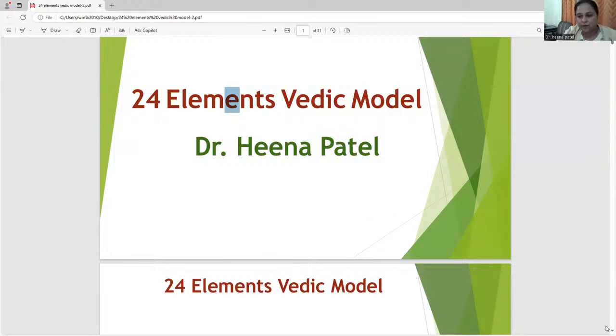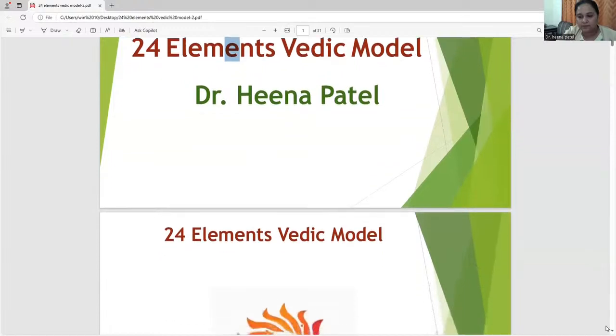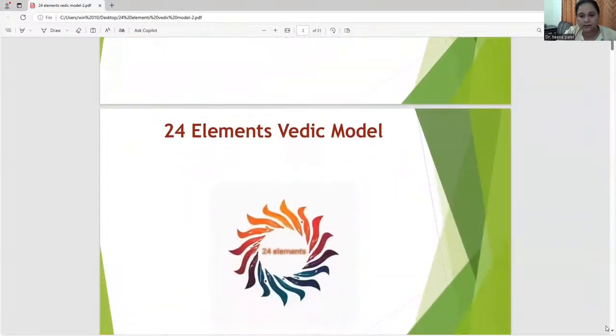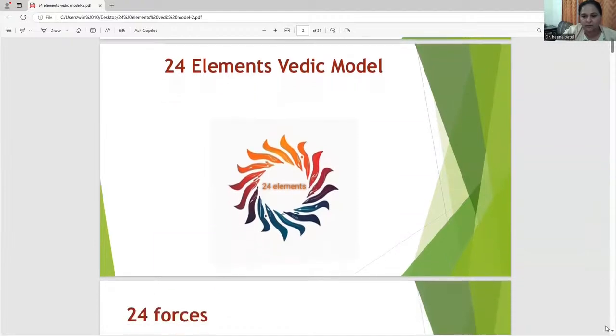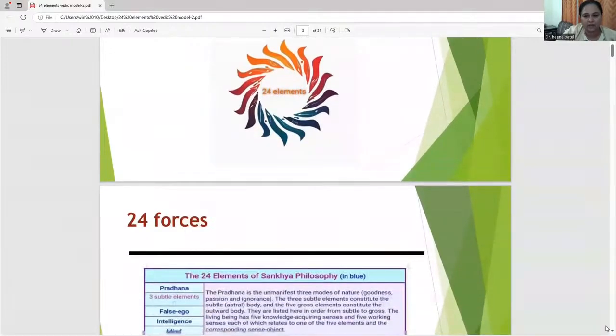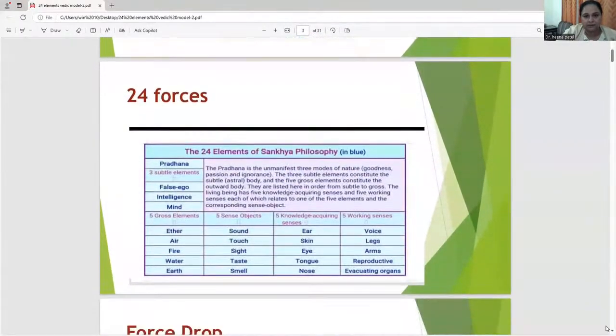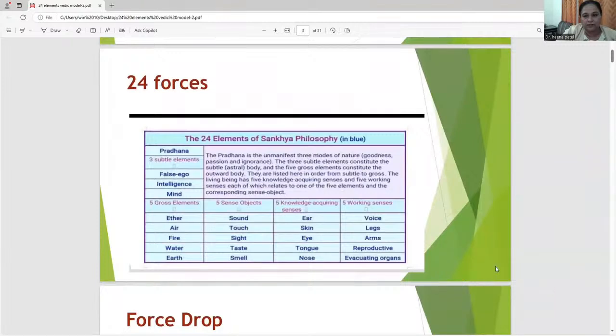So how does this help us in our health and other areas of life? It's not just about health. The 24 elements Vedic model is based on the Vedas and how the human mind is developed. It's all about that, and how we can design our life. That depends on what kind of experiences we have gathered in our mind.